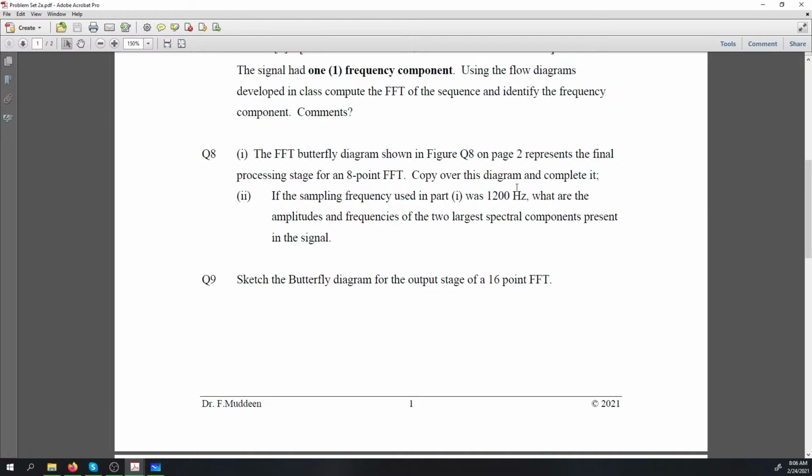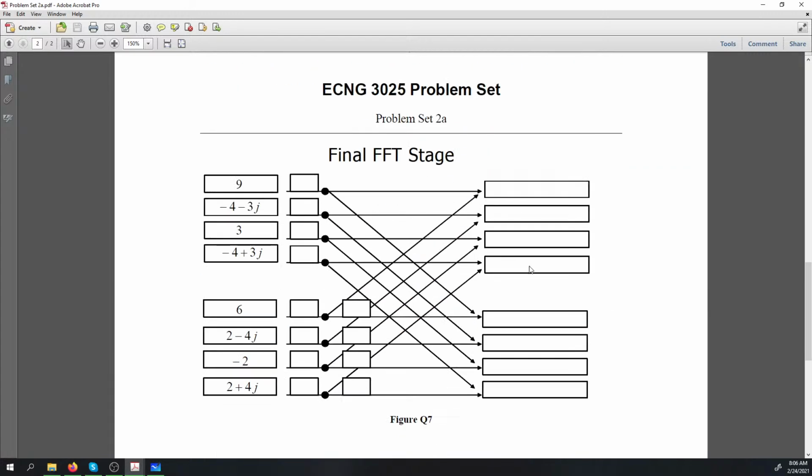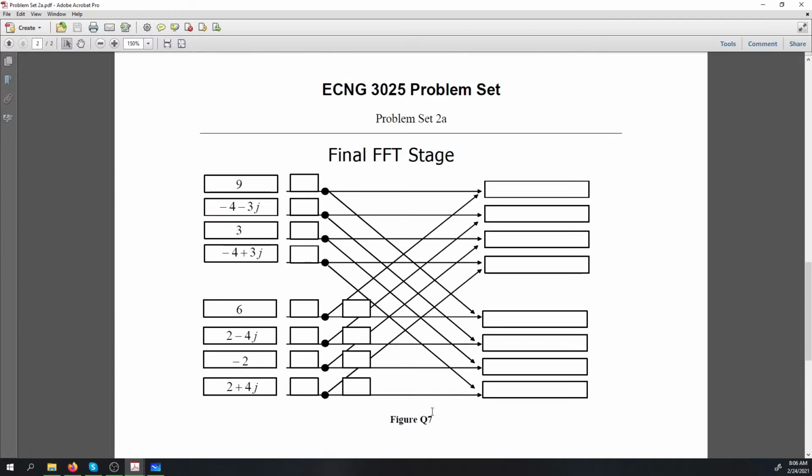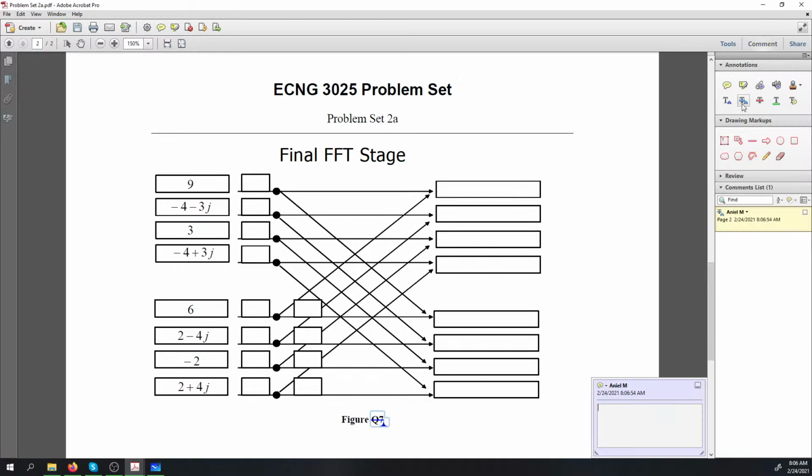Okay, so question 8A says that the FFT butterfly diagram shown in the figure for question 8 represents the final processing stage for an 8-point FFT. We just need to complete this FFT stage. Yeah, I know here it says Q7, this is actually supposed to be Q8, so put a comment here on this. This will be Q8. Nice, I'll know to fix that.